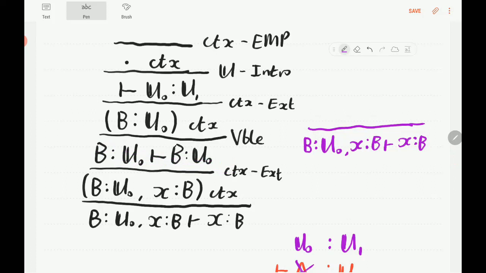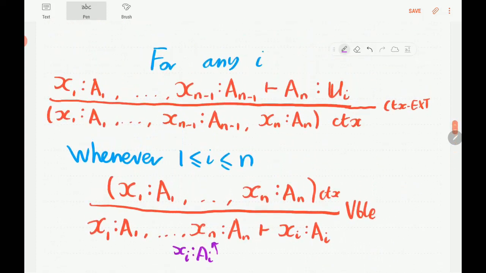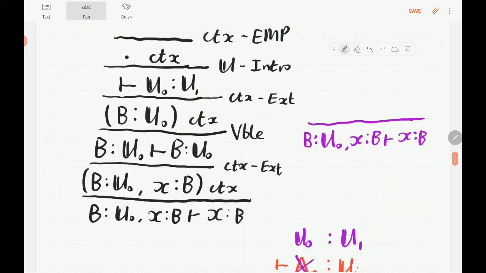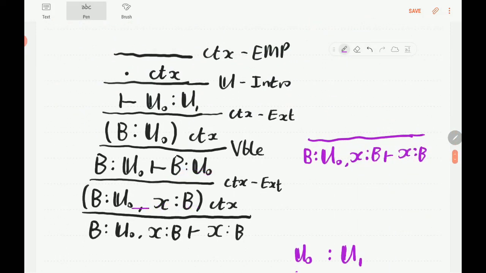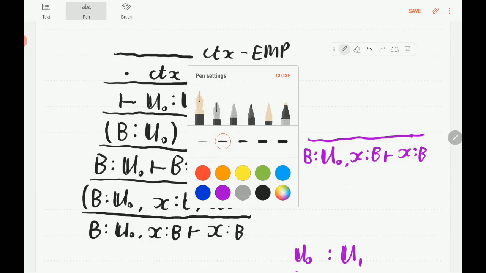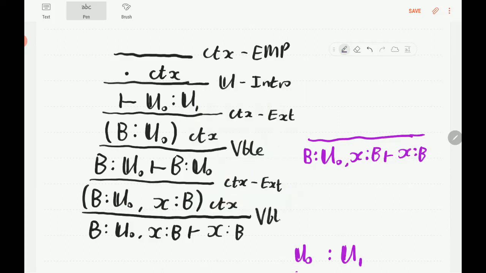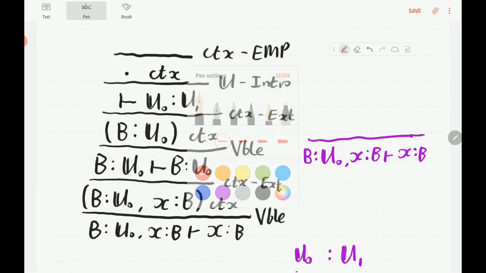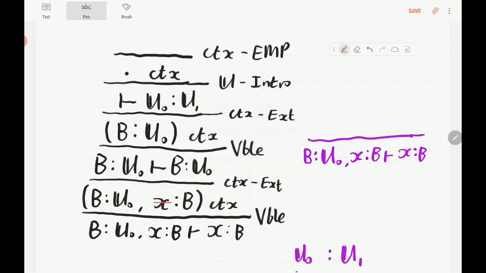And then what we can do is context extension again, because now on the right-hand side of the turnstile, we've got something within a type universe, and therefore we can create a variable of that type B using this rule again. So we can then extend our context by adding this variable X of type B. And then again, we can apply this VBLE rule to basically get that this context entails this special case of X of type B. And that's basically the end of this derivation of this rule here.